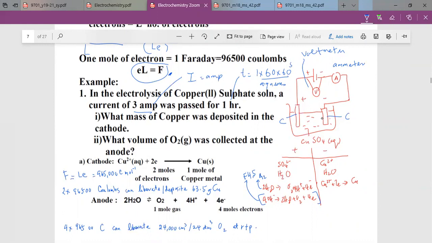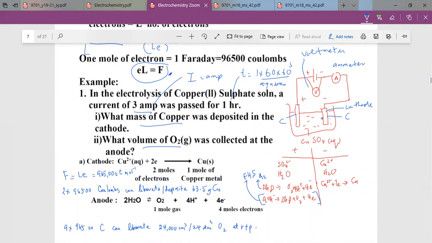What mass of copper was deposited at the cathode? Now this is the diagram here. This is the cathode. And this is the anode. So 2 things are given out, the mass of copper and the volume. So we kill 2 birds with 1 stone, right?